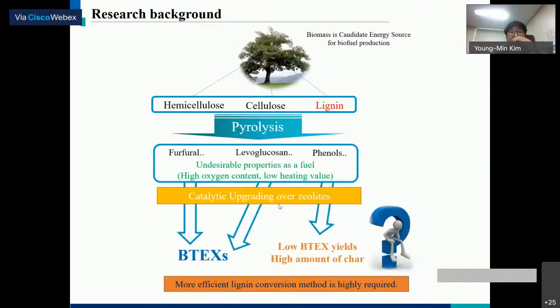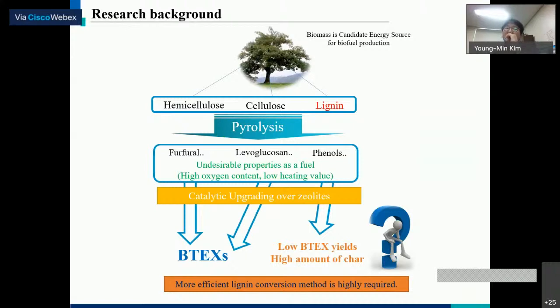Okay, so this is the research background. I think hemicellulose and cellulose are not a challenge for biomass conversion. However, lignin has many problems because basically after the pyrolysis, the amount of residual solid material is very high. In the case of Kraft lignin, more than 50% remains as char. So the oil yield is very low, and the coke problem is also severe. So many people want to decrease the residual amount of solid char obtained from the catalytic pyrolysis of lignins.